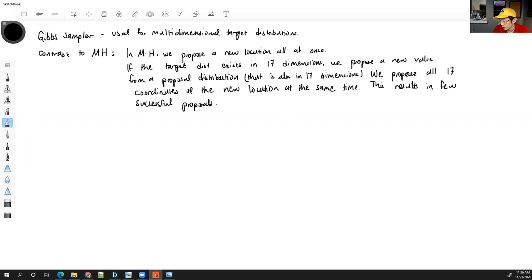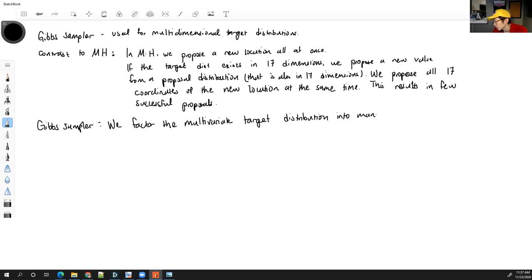Okay, so what we do with the Gibbs sampler is we factor the multivariate target distribution into a bunch of individual conditional distributions. And this is the hard part, but if you can do this, then the Gibbs sampler will be much better. So we factor the multivariate target distribution into many univariate conditional distributions.